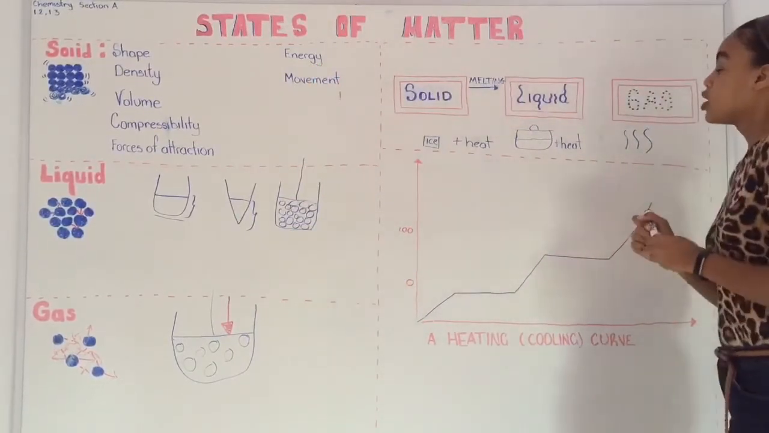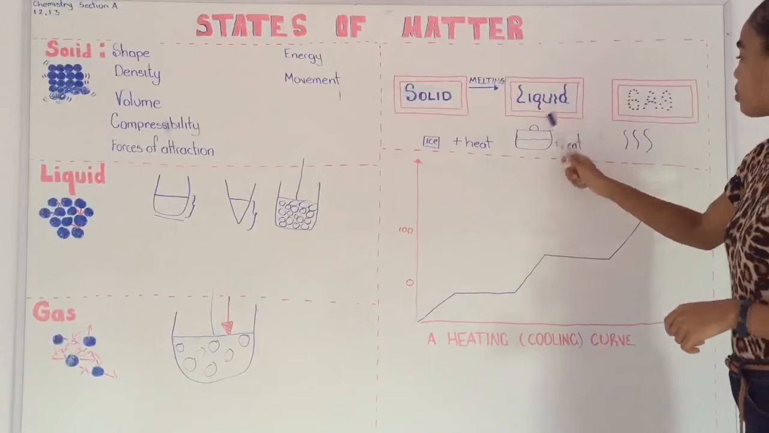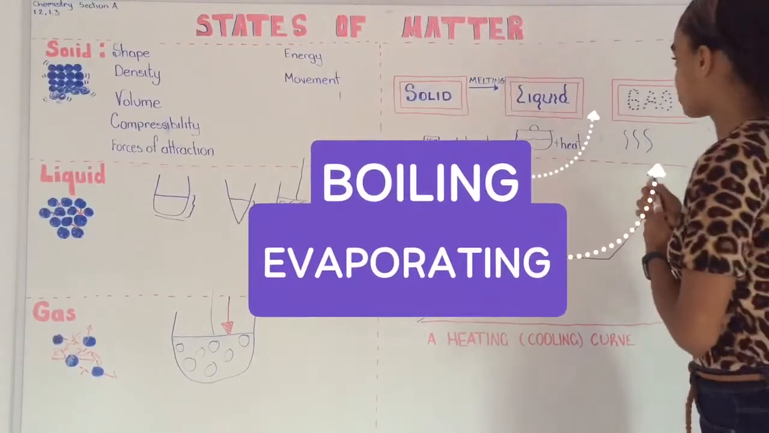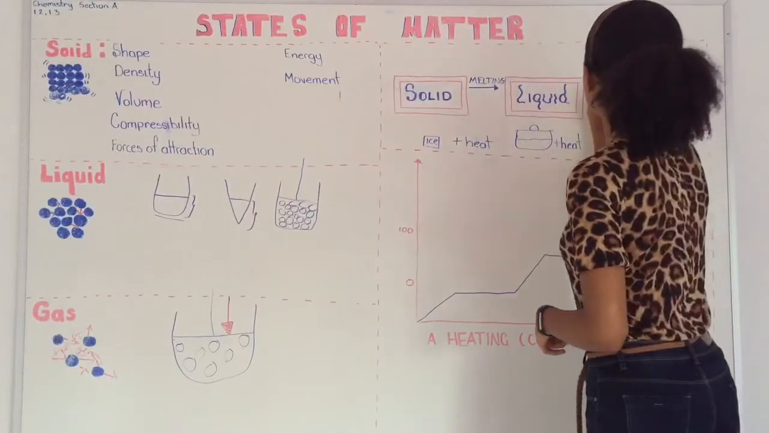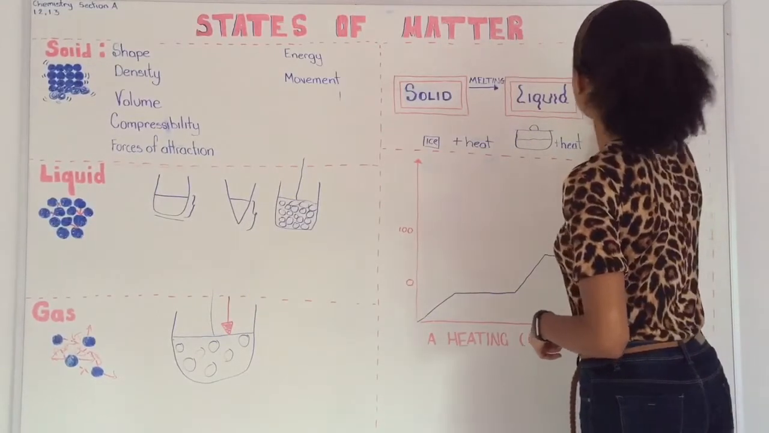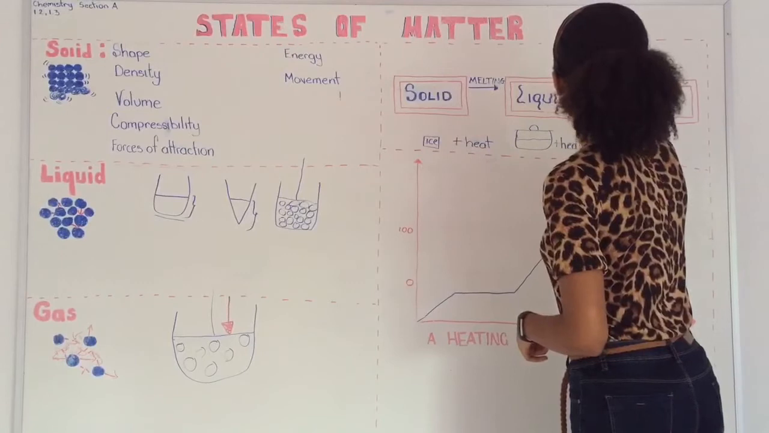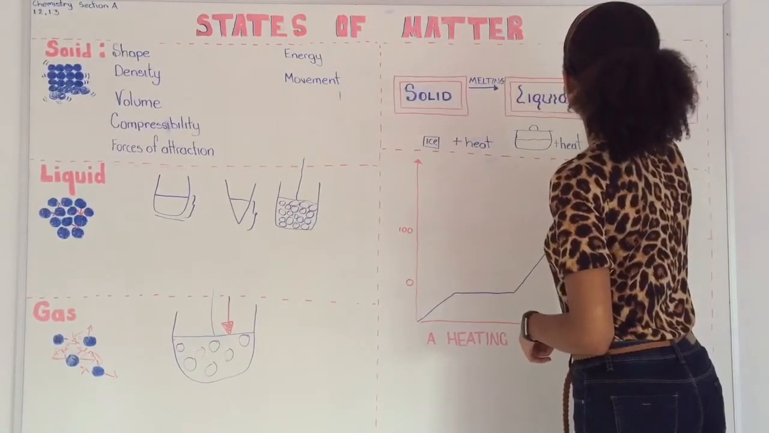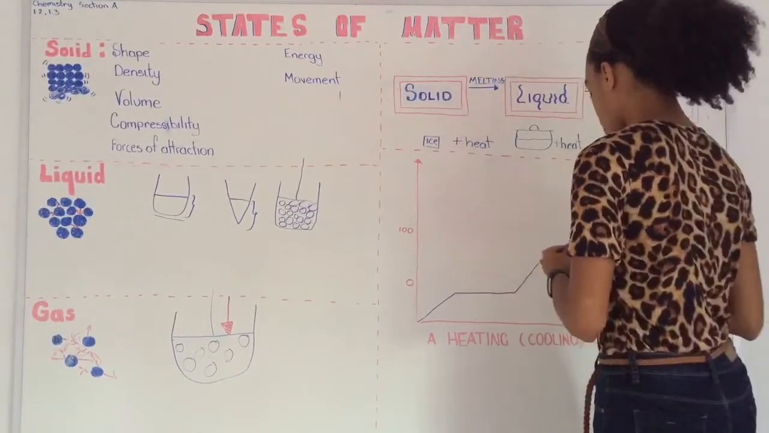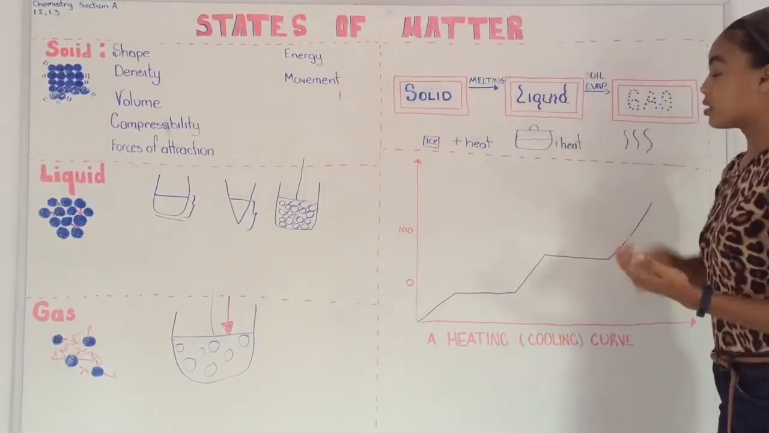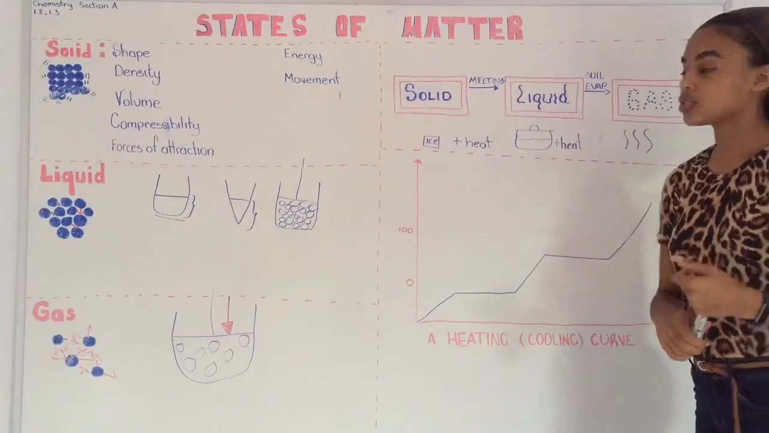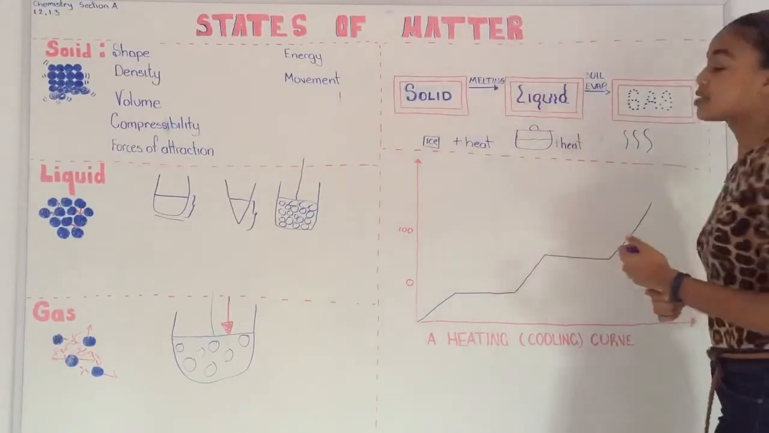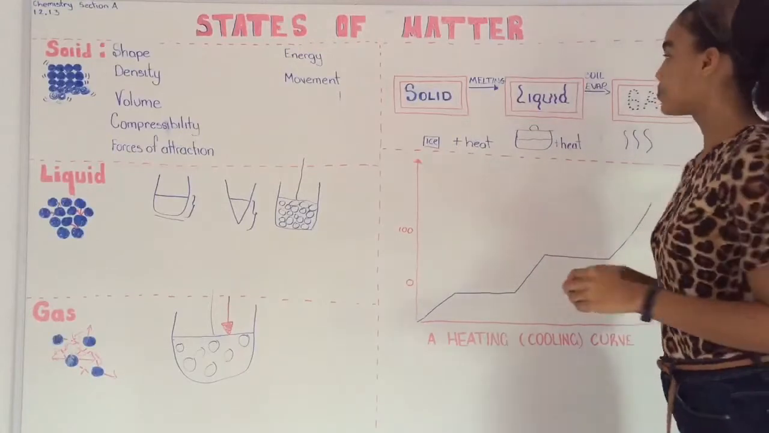Okay. So the process by which liquid becomes gas is boiling or evaporating. So we say boil the water. That's boiling or evaporating. Later on I'll explain the difference between boiling and evaporation, but for now, the process by which liquid becomes a gas is by boiling or evaporation.